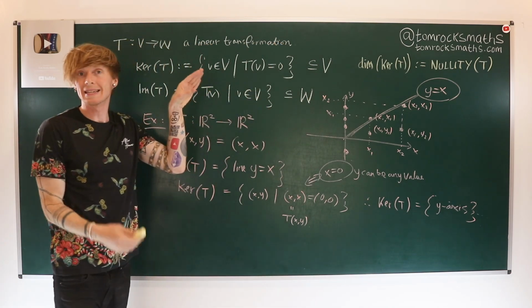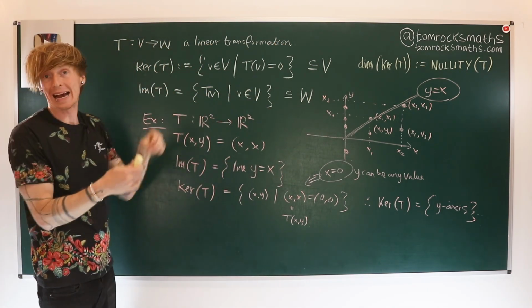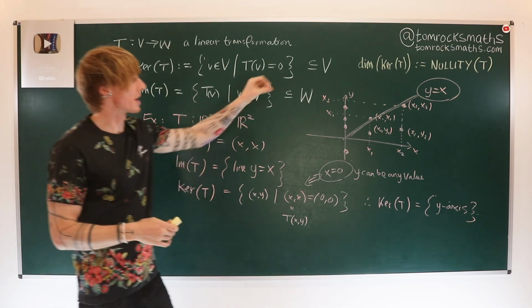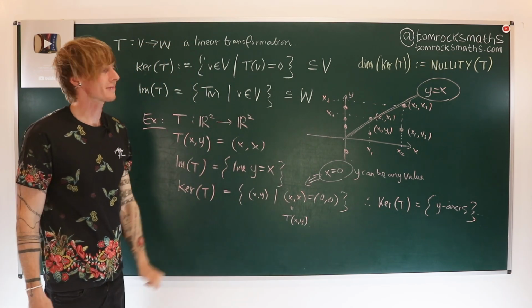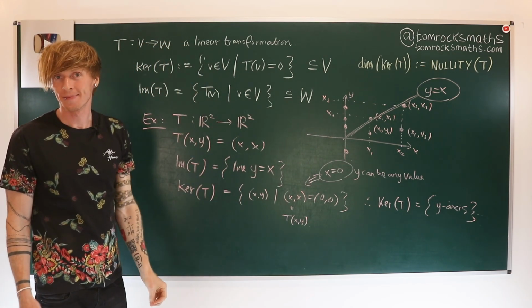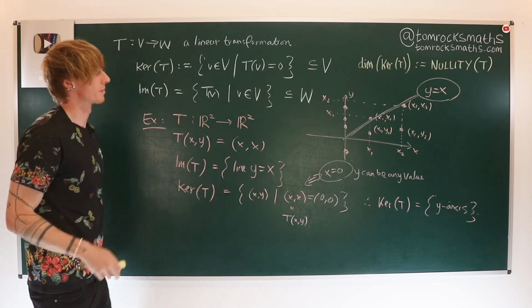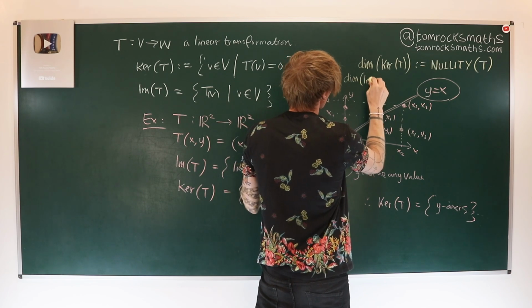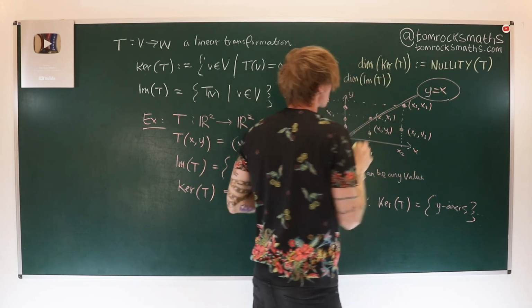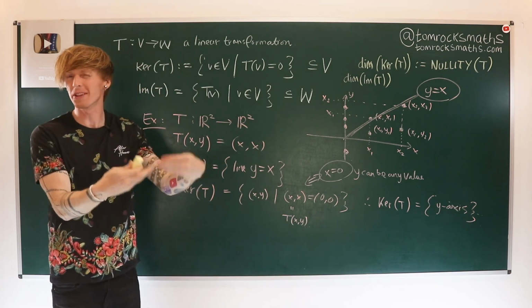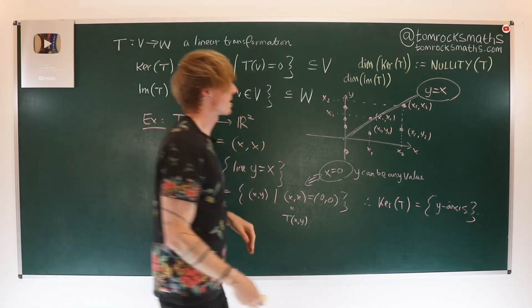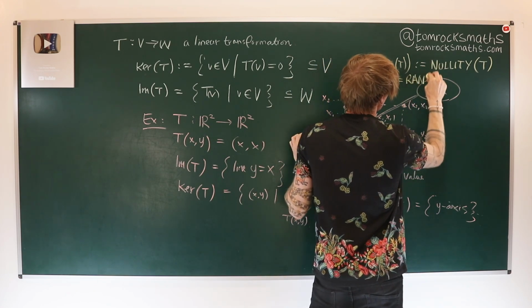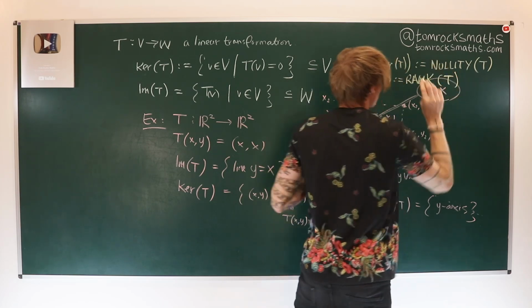So the kernel is a valid subspace. It therefore has a basis. We can count the number of basis vectors, and we know that that's going to give us the dimension. And we call that the nullity. Now we do the same with the image. So we're going to say the dimension of the image of T, which again is a subspace, so it will have a basis, and we can count those basis vectors. And that dimension is what we're going to call the rank of the map T. So this is the rank of T.